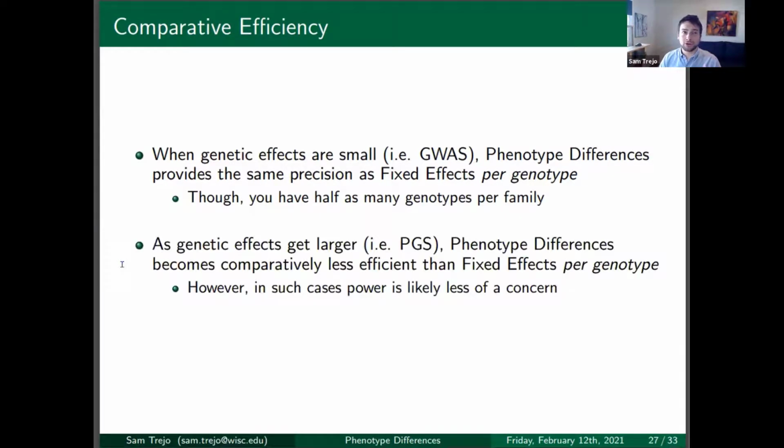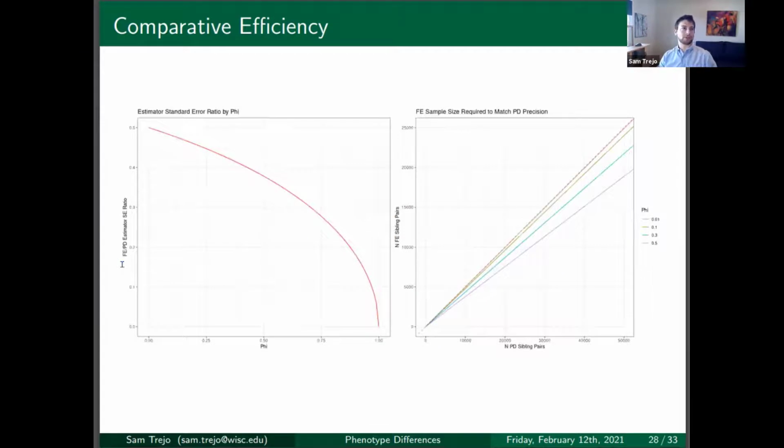As genetic effects get larger, so this is more the polygenic score world, phenotype differences becomes comparatively less efficient than fixed effects per genotype. But actually, in this case, it's probably not that big of a deal because we have a large genetic effect, so we're pretty well powered to detect things anyway. So here's a figure that shows this. Let's just focus on the left-hand side here.